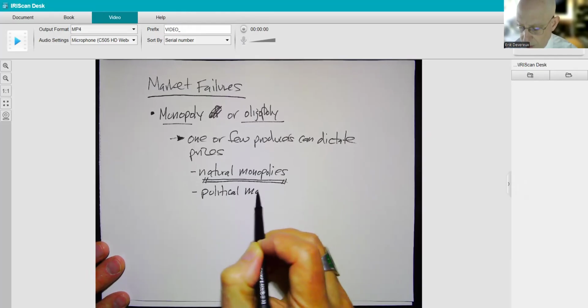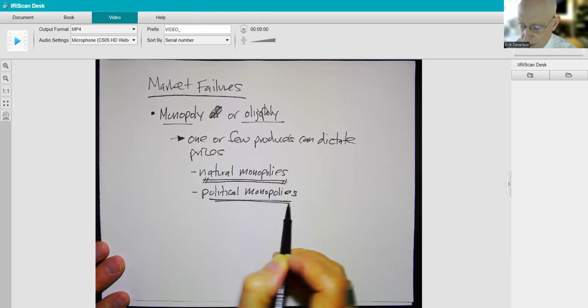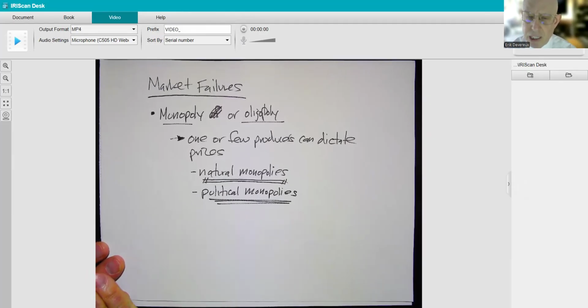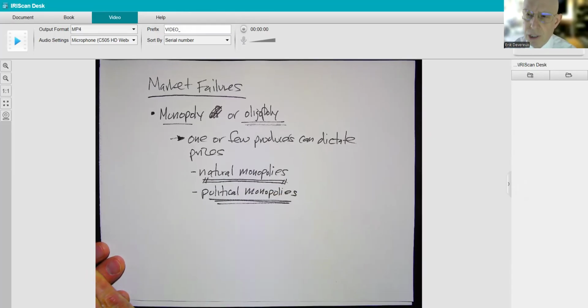Political monopolies develop because an industry gets the power to influence the government to basically protect it from competition and give it some sort of monopoly position in the marketplace. What happens under monopoly or also under oligopoly is that prices are higher than they should be.